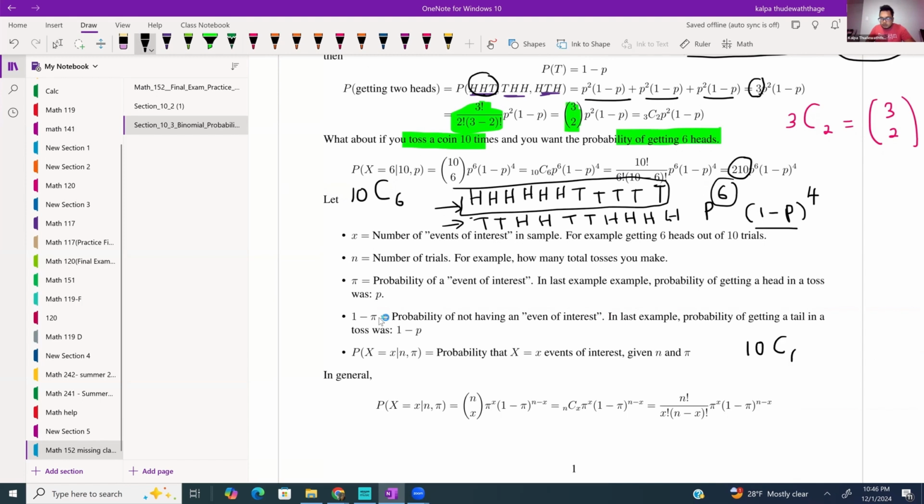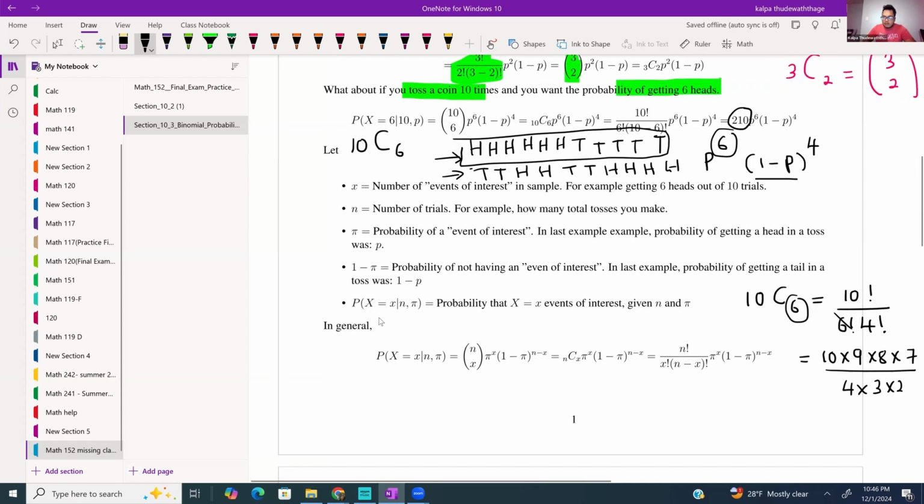10 choose 6: 10 factorial over the difference, which is 4 factorial, and you have to put the 6 factorial here. So 10 times 9 times 8 times 7, and 6 factorial can be cancelled out with this. 4 factorial is still there, so 4 times 3 times 2 times 1.